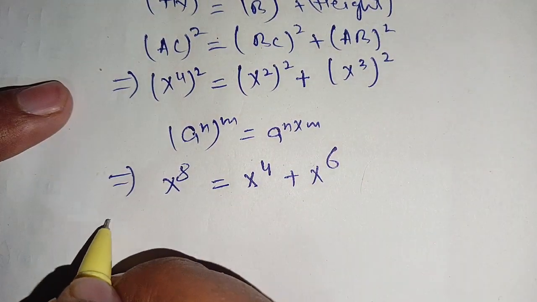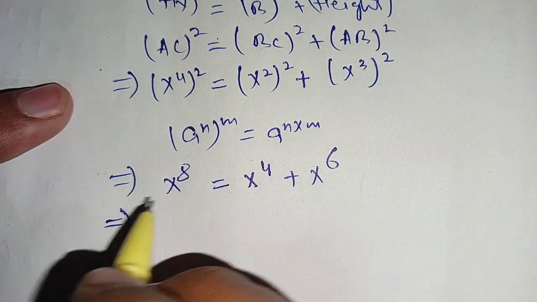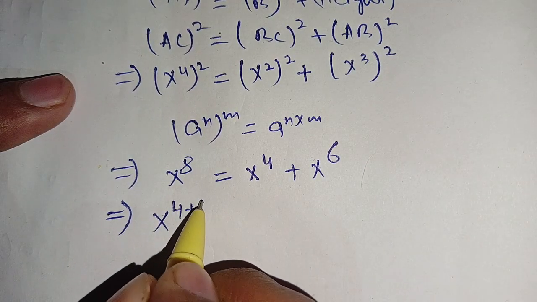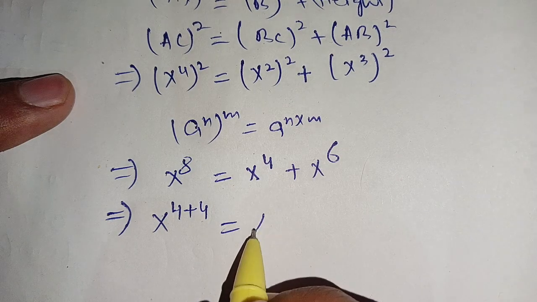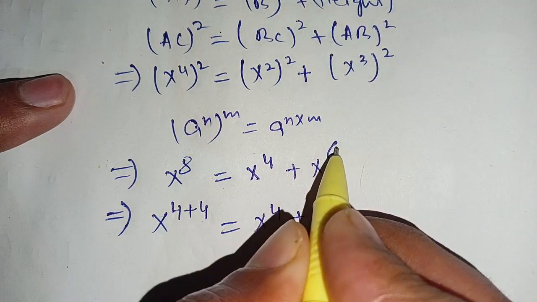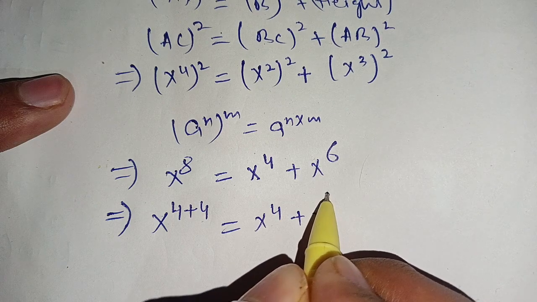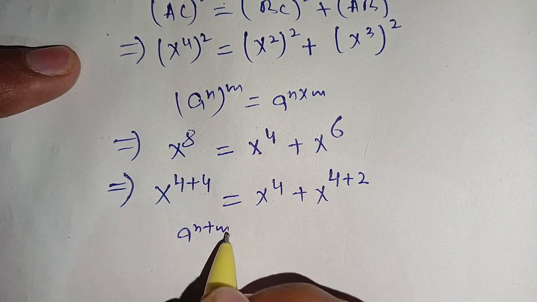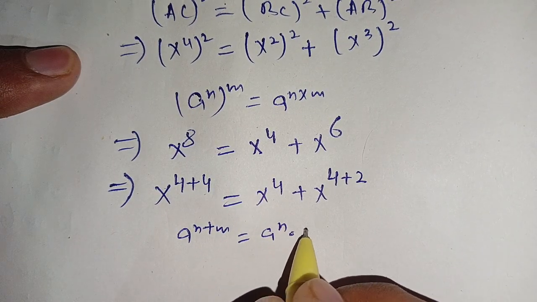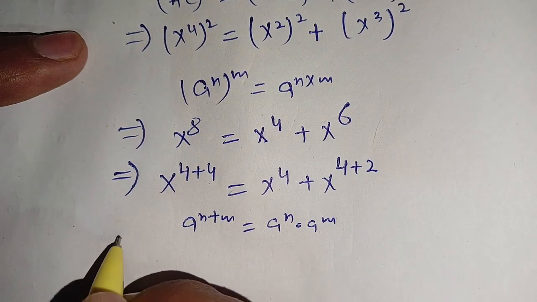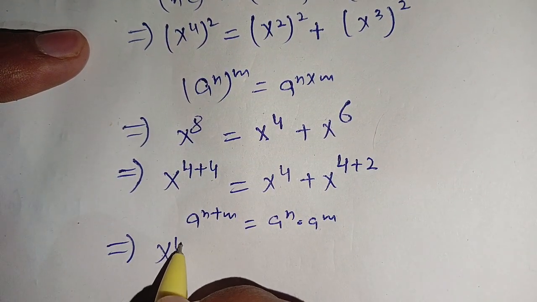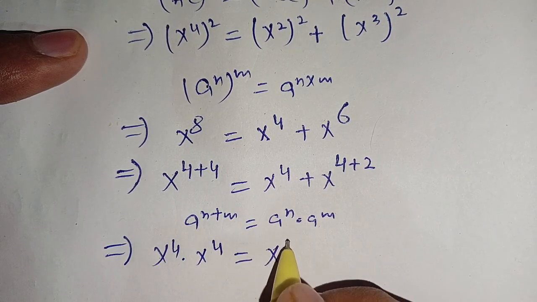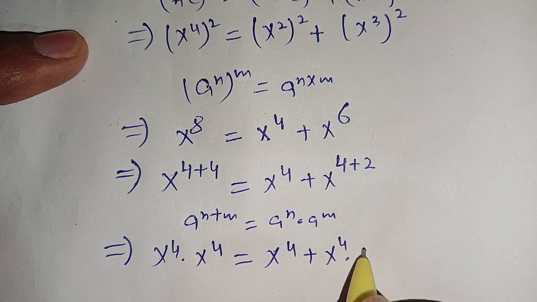Now, in the next step, we can write x power 8 as x power 4 plus 4, and 4 plus 4 becomes 8. x power 4 plus 6 can be broken down in terms of 4, so we write it as 4 plus 2. Now we know that a power n plus m is equal to a power n times a power m. On using this identity, our left hand side will become x power 4 times x power 4, and our right hand side will become x power 4 plus x power 4 times x power 2.